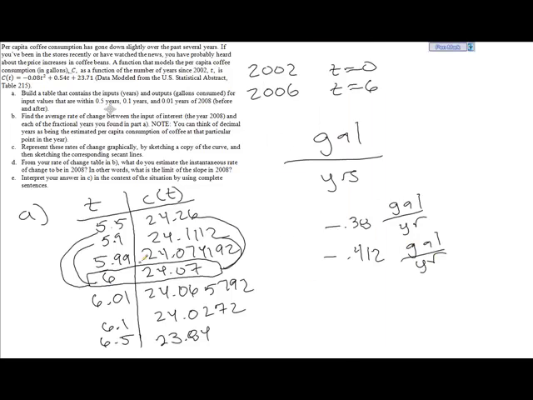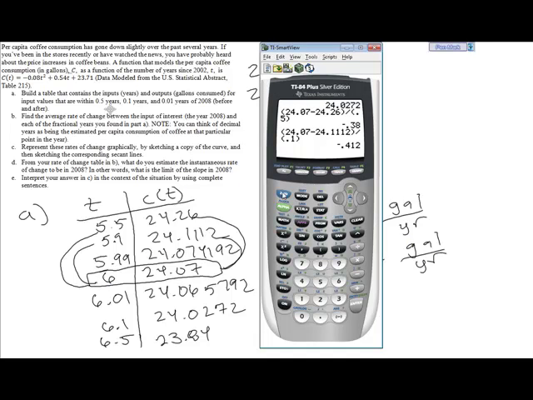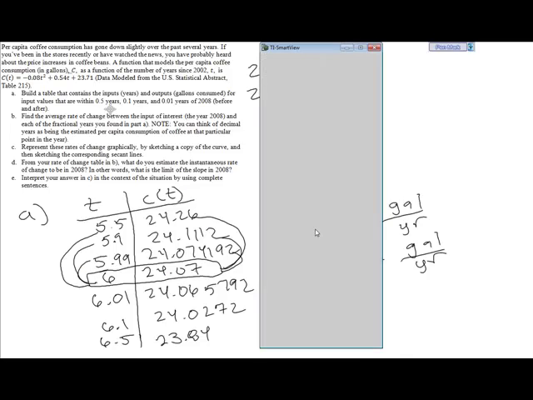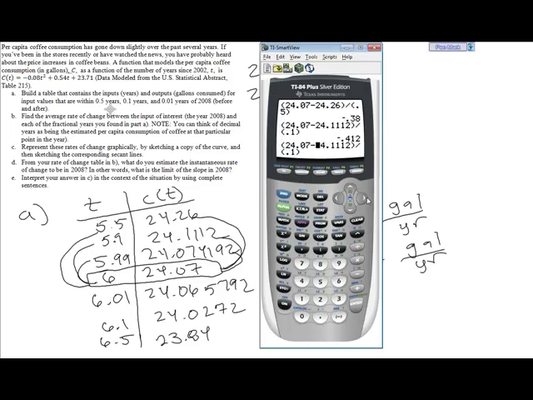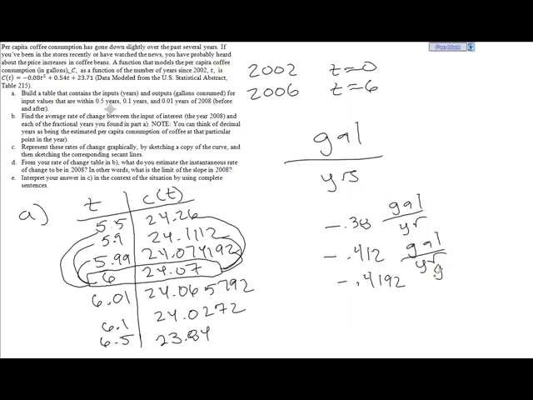And I do the same thing for 5.99. Second enter. So 5.99 has an output of this long, ugly looking thing. 24.074192. Divide that by, well, what's the difference in time? It's 1 cent, 1 penny, so it's 0.01. And we get negative 0.4192 gallons per year. So beforehand, it looks like the coffee consumption is dropping.